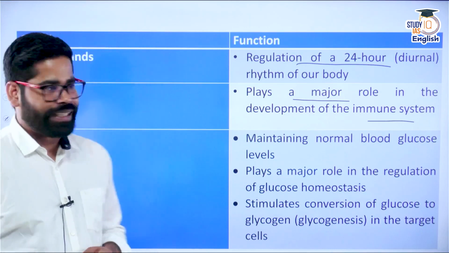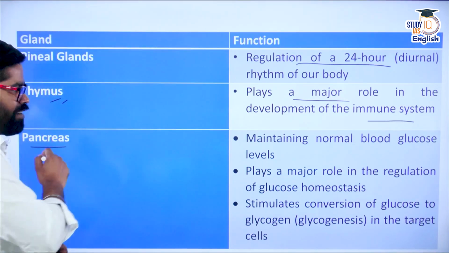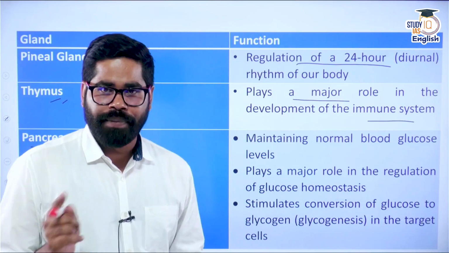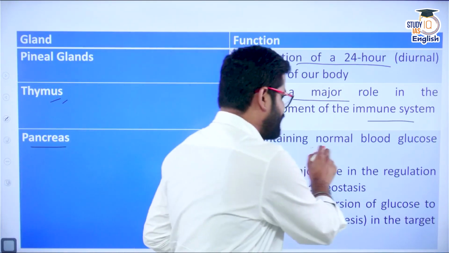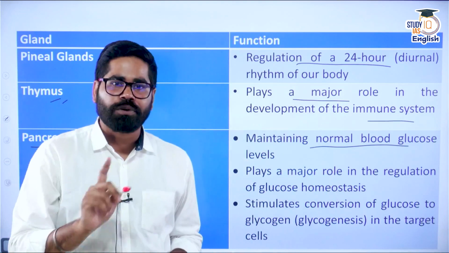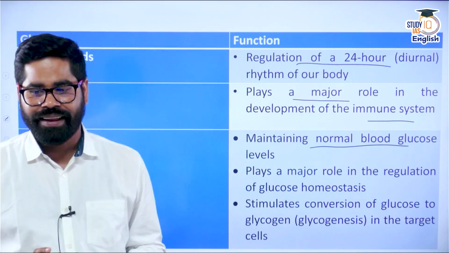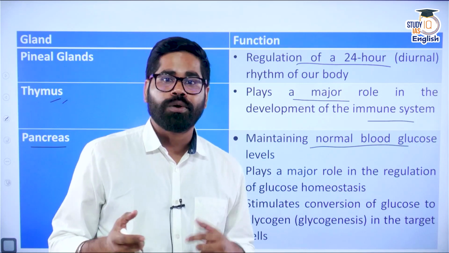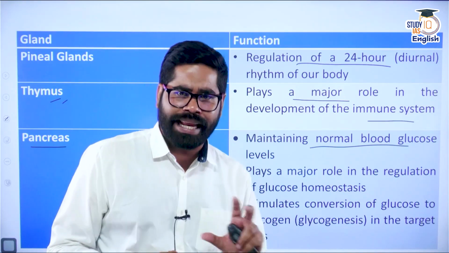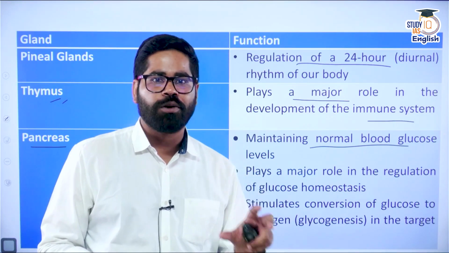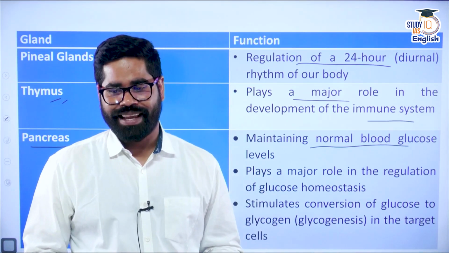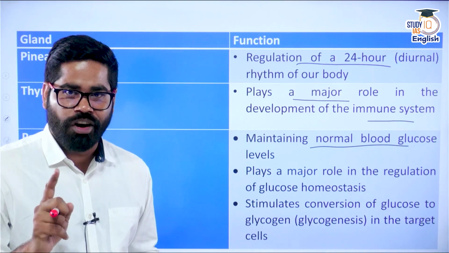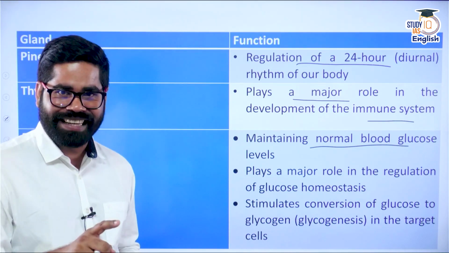On the other hand, we have the pancreas. Now what are they doing? Basically, the pancreas is responsible for managing a normal blood glucose level in the body. It is also performing a very important role in glucose homeostasis, meaning maintaining the balance of glucose in our body. At the same time, there is conversion of glucose into glycogen in the body.